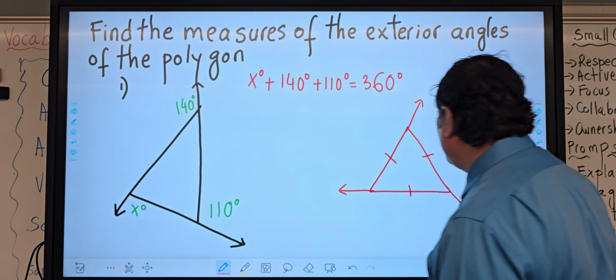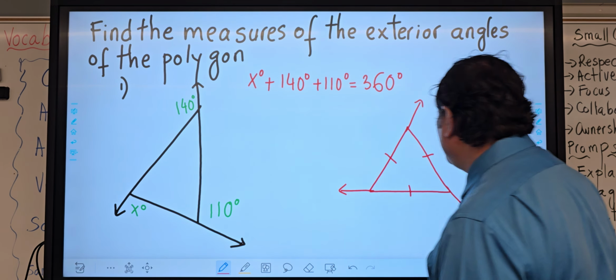In an equilateral triangle, if all the sides are the same, all the angles are also the same. The angles in any triangle add up to 180 degrees, so we divide 180 by 3, and each of these angles is 60 degrees.